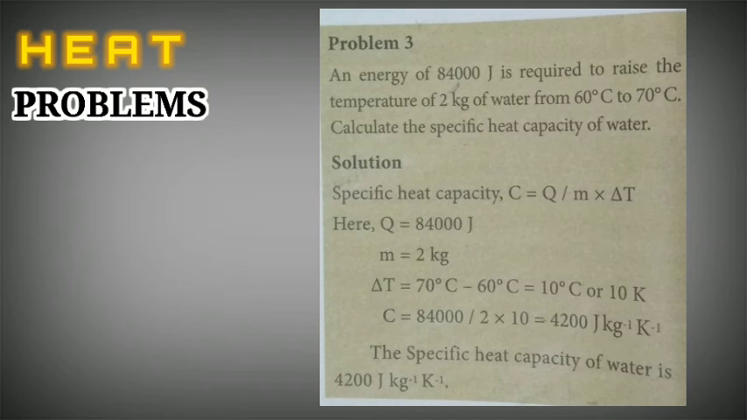Now substitute the values. C is equal to 84,000 divided by 2 into 10. That is 84,000 divided by 20. Then simplify, we'll get the answer 4,200 joule per kilogram per Kelvin. The specific heat capacity of water is 4,200 joule per kilogram per Kelvin.